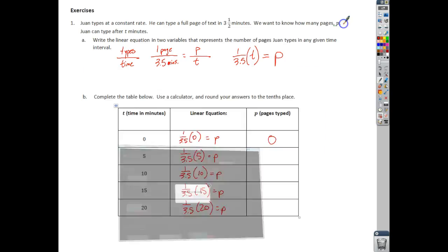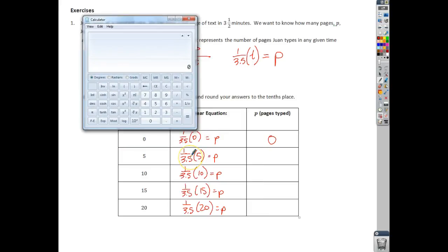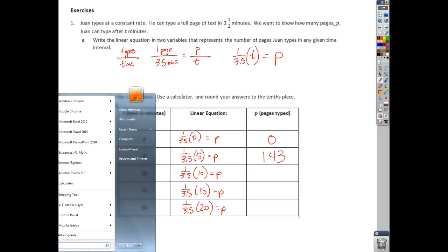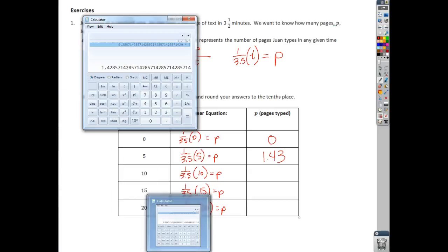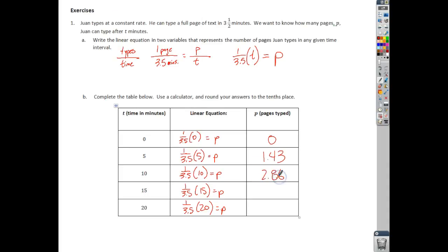All right, so then we'll do this one. I'm going to do 1 divided by 3.5 equals, and then multiply that times 5, and I get about 1.43 pages. So we'll say that's about 1.43, just rounding it, okay? And then the next one, we're going to do the same thing again. 1 divided by 3.5 times 10, and that gives me 2.86, rounding. Okay, and I'll just finish this off.